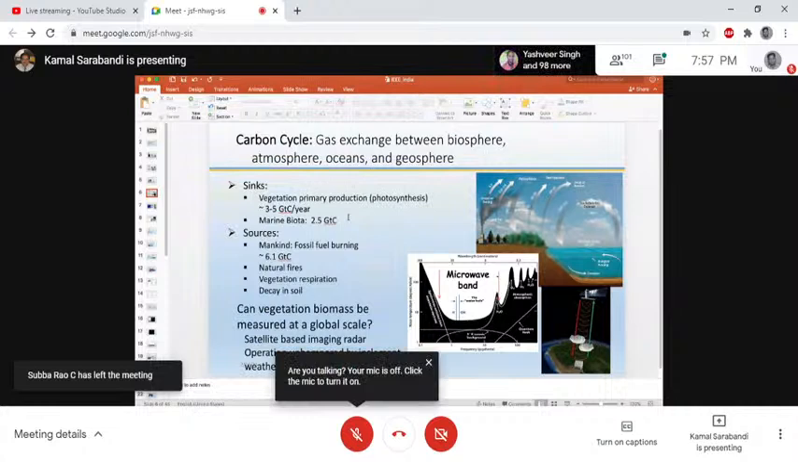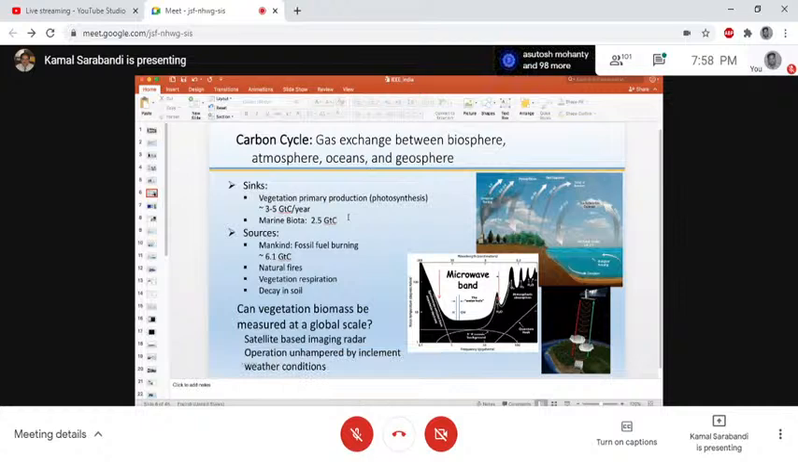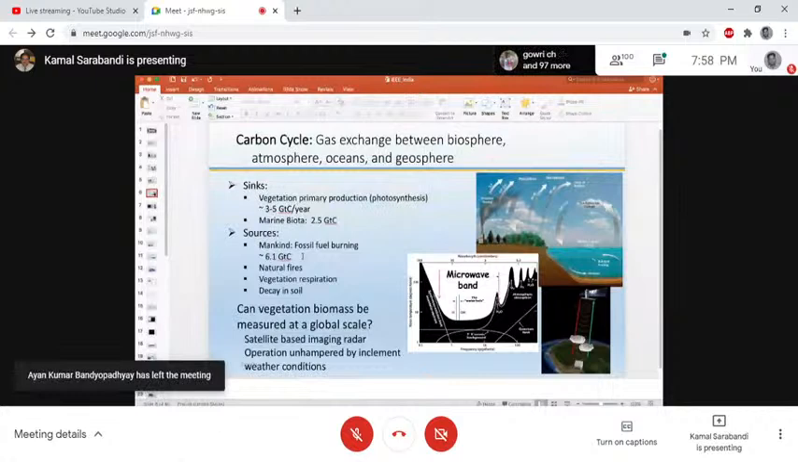We pull it out of the ground. They were stored there before, and we release that into the atmosphere. Now you have an excess amount of that. Natural fires, vegetation respiration, and decay of vegetation in soil, for example, they all contribute to the excess amount of carbon dioxide in the atmosphere. Now, the question that I had at the time was, can vegetation biomass be measured at global scale? Because if we could do that, we could better estimate how much carbon through photosynthesis can be absorbed by vegetation.